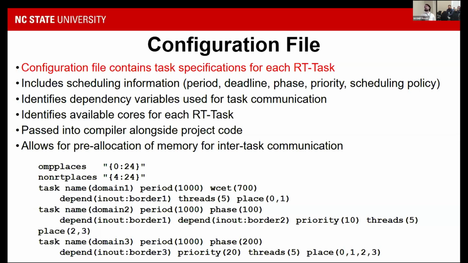This also allows us to identify the dependency variables that will be used for communication across RT tasks, and pre-allocate the data structures required to handle and protect those variables when we have the coarse-grain parallelism between RT tasks. And so this is the sample configuration file for one of the experiments that we'll go into in the results.